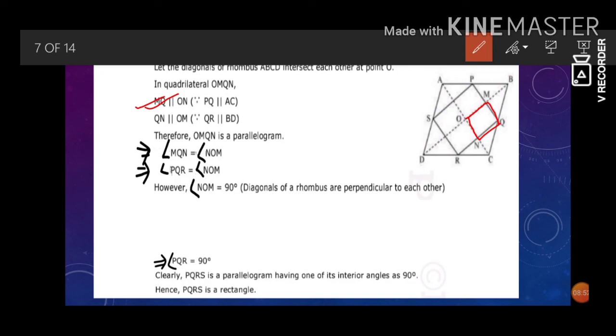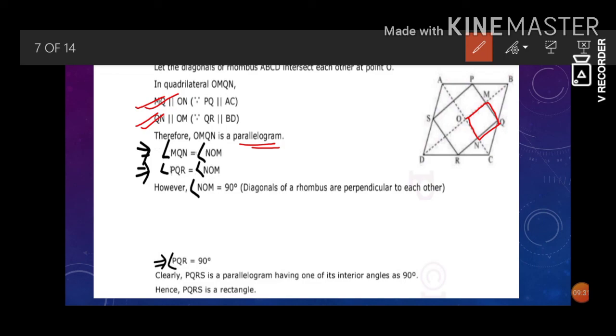Similarly, we have also established that QR is parallel to BD. So we can also say QN is parallel to OM, as these are parts of the parallel lines. So together the quadrilateral OMQN becomes a parallelogram. The reason is opposite sides are parallel. We have shown both the opposite sides are parallel to each other. Since it is a parallelogram, the opposite angles are also equal.